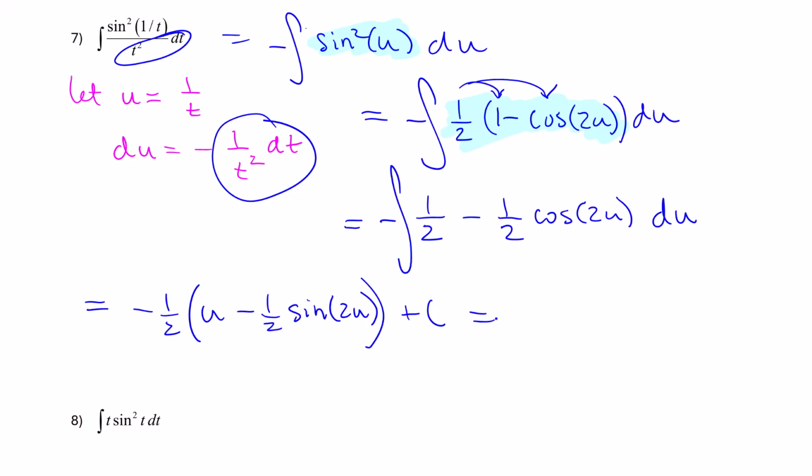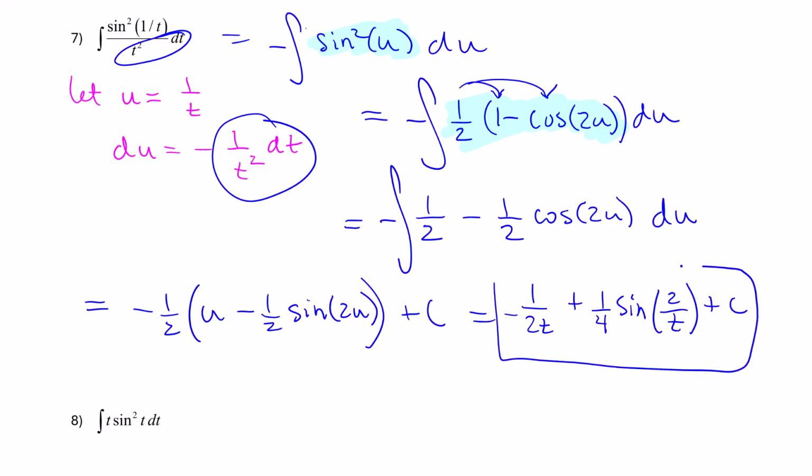That's the antiderivative using u. Of course, then you'll have to replace u being 1 over t, which should give us a result of negative 1 over 2t plus 1/4 sine of 2 over t plus c. Now again, I haven't shown every detail of going from one step to the next. I want to leave that. That's just some more fundamental antiderivative work. Work on that and make sure you can match it up with these results. That should do it.